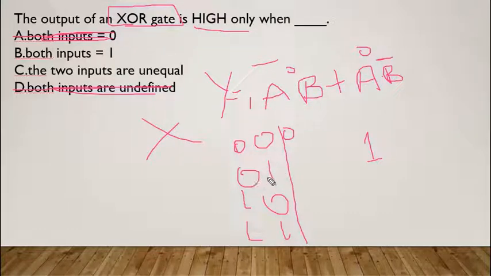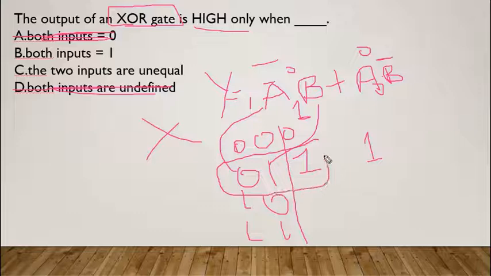Okay, for 0 and 1. So if I provide 0 here and 1 here, so 0 bar is 1, 1 into 1 will be 1. And again if I provide 1 here and 0 here, so 1 plus 0 is 1. So see, you got the answer here itself. When both of the inputs are unequal, then the output will be high.